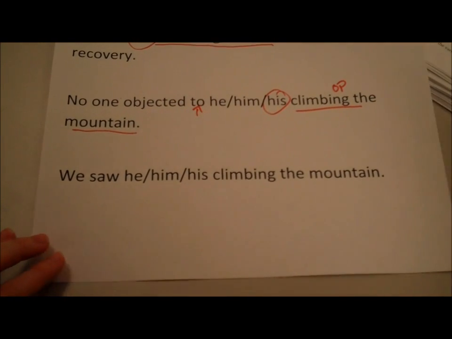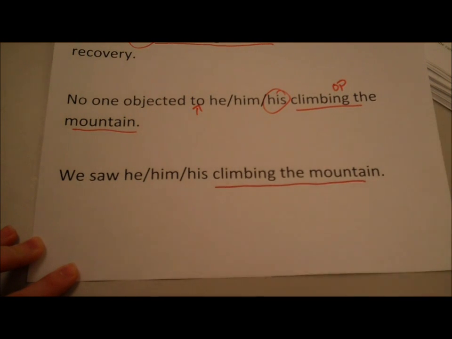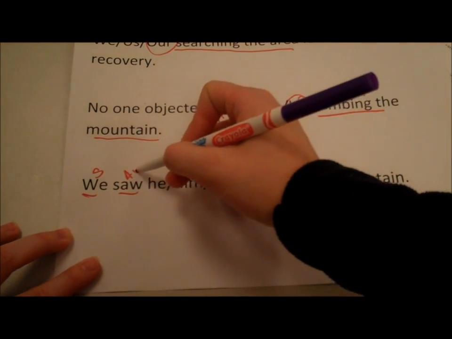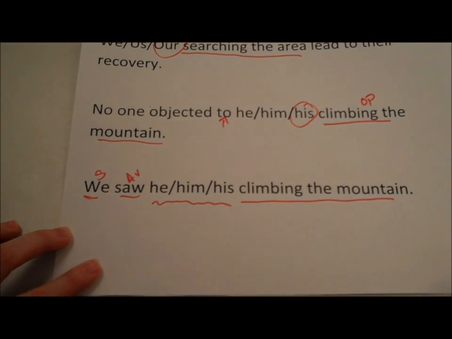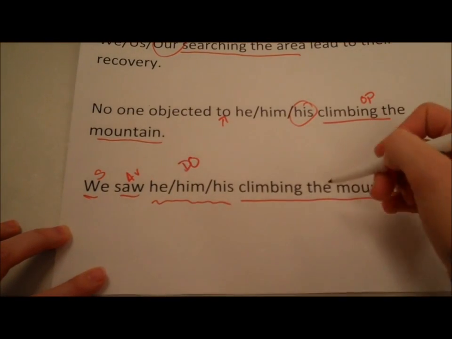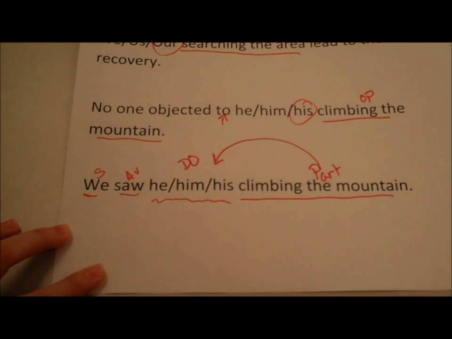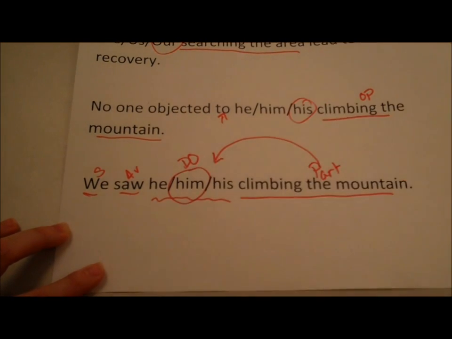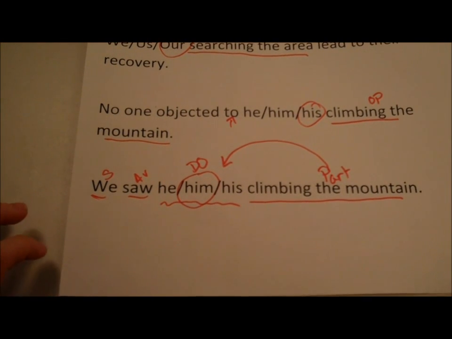But in sentence 3, same phrase, we saw he, him, or his climbing the mountain. But climbing the mountain is not a gerund here. Look at the rest of the sentence. We is the subject, saw is the action verb. This is what? Direct object. This phrase is a participial describing your direct object. So I need to choose the objective case here, him. We can't consider the phrase when the pronoun is part of the main part of the sentence.